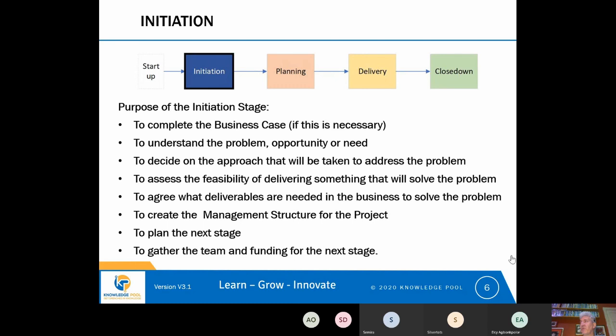So the next purpose of the initiation stage is to decide on what approach will be taken to address the problem or opportunity. And again, I have a question for you, which is, why do you think we need to decide on the approach that we're going to take to solve the problem? Any thoughts?